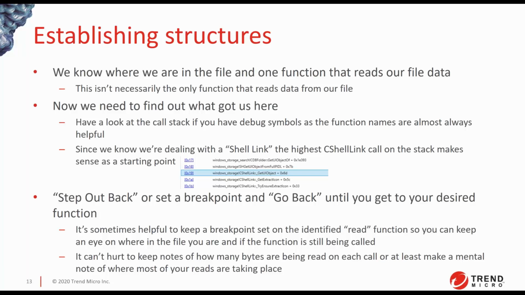The first thing to do is to have a look at the call stack. If you have debug symbols, the function names are almost always helpful. In this case, since we know we're dealing with a shell link, the highest CShellLink call on the stack makes sense as a starting point. So you can see a bit of the call stack there.